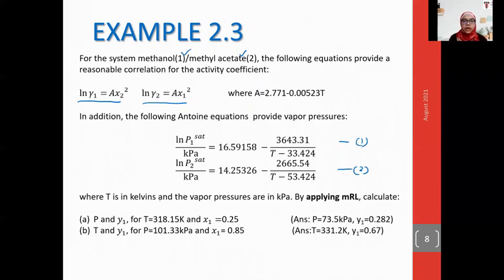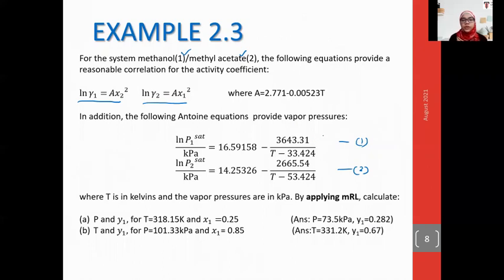Where T is in Kelvin and the vapor pressure is in kilopascal. By applying the modified Raoult's law, first we need to determine the pressure and the composition in the vapor phase, given the temperature and the composition in the liquid phase. The next question is to determine the temperature given the pressure and the liquid composition. The answers are also given to you.